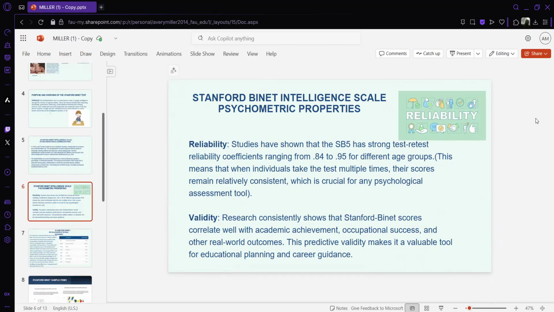Now, the Stanford Binet psychometric properties. Studies have shown that the SB5, the current version of the test, has a strong test-retest reliability with a coefficient ranging from 0.84 to 0.95 for different age groups. This means that when individuals take the test multiple times, their scores remain relatively consistent, which is crucial for any psychological assessment tool. Now, validity research consistently shows that the Stanford Binet test scores relate well to academic achievement, occupational success, and other real world outcomes. This predictive validity makes it a valuable tool for educational planning and career guidance.